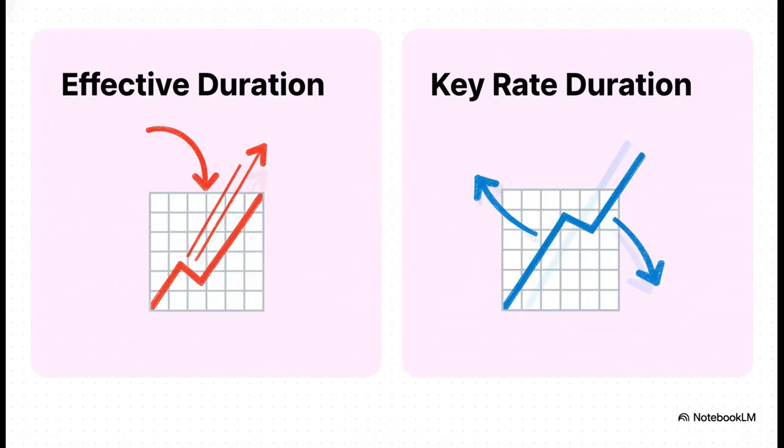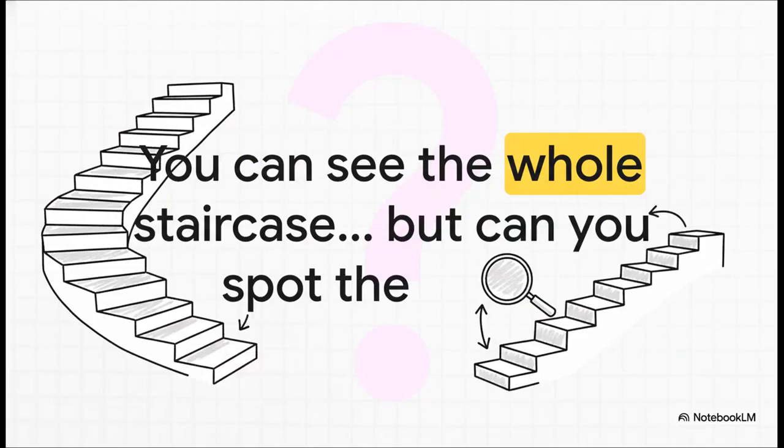But key rate duration, that's your diagnostic tool. It pinpoints exactly where your risk is hiding. It's what tells you what's going to happen to your portfolio if the yield curve twists. You know, when short-term rates go up, but long-term rates actually go down? And that brings us right back to our staircase. Effective duration lets you see if the entire staircase is moving up or down. But key rate duration lets you check each individual step for cracks and weaknesses. It is the crucial difference between knowing your overall risk and knowing exactly where that risk is coming from. If you can master that distinction, you've completely mastered this topic.